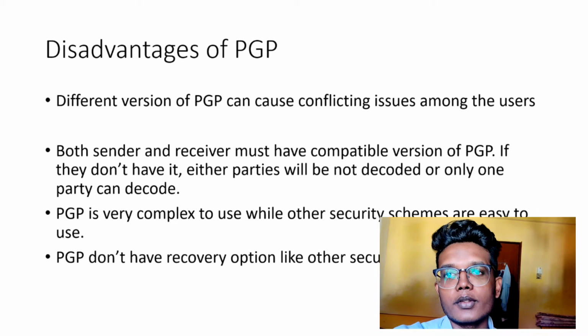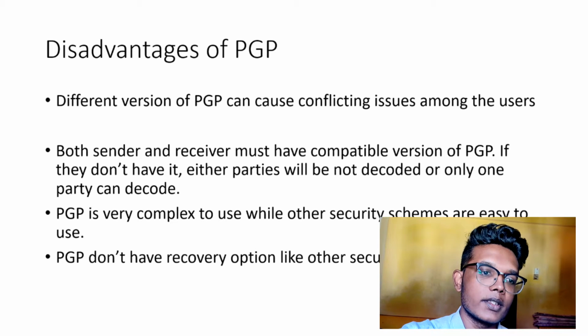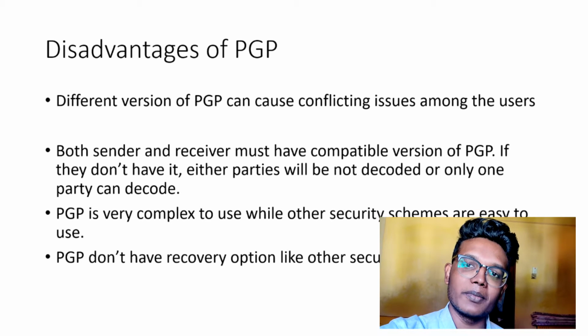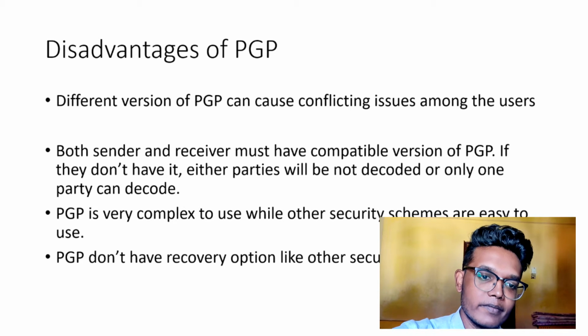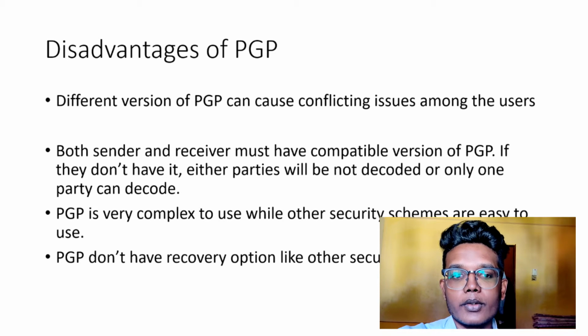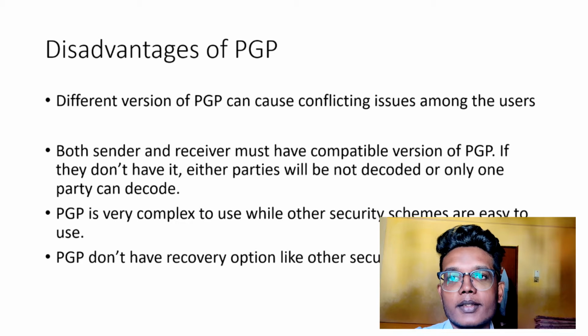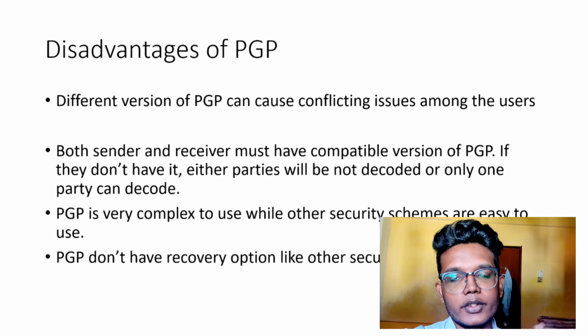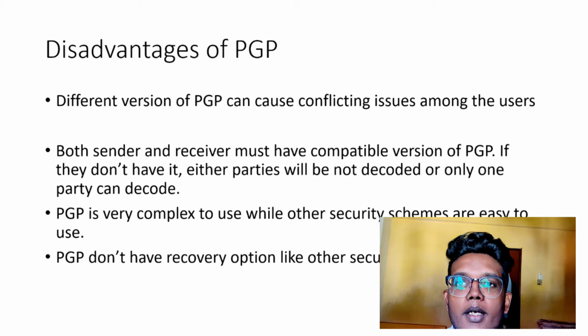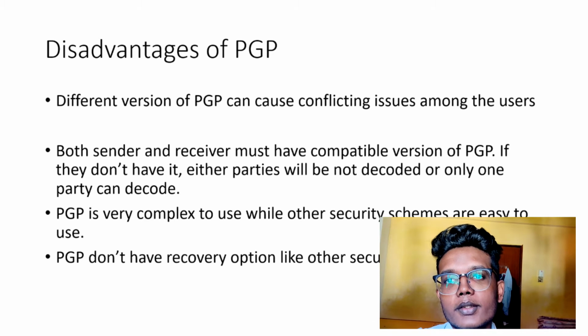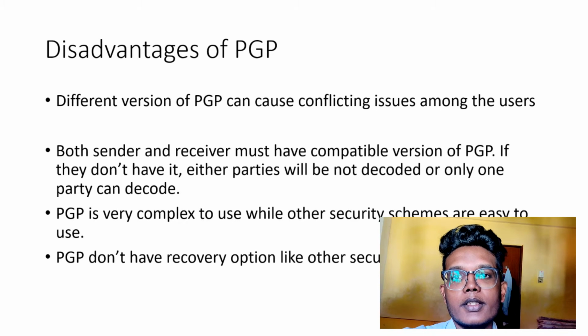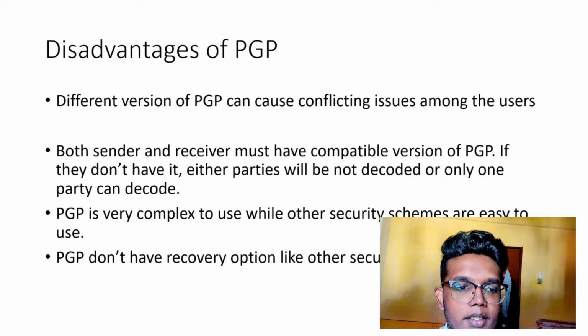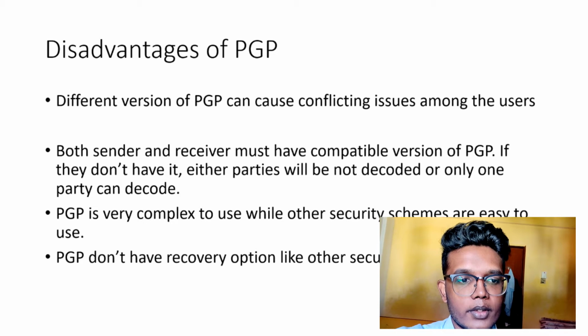And the third issue is complexity. The learning curve in PGP is really intimidating for the programmer. Unlike symmetric encryption, which uses only one key, and asymmetric, which only uses two keys, it is easy for them to use, but in this case it is really hard to use.